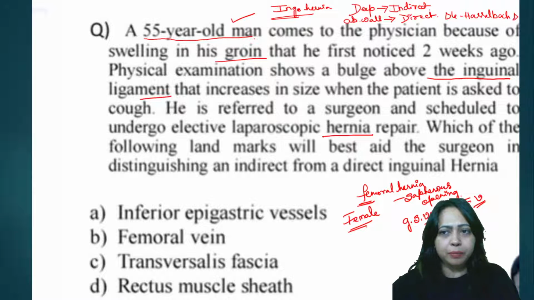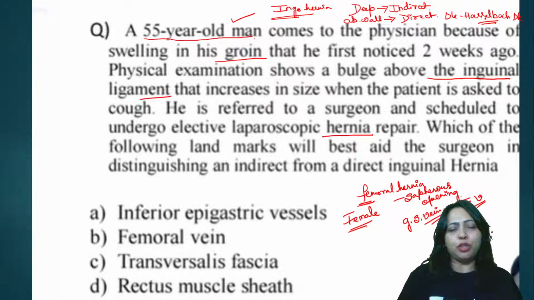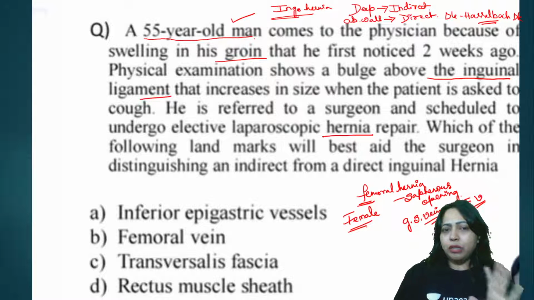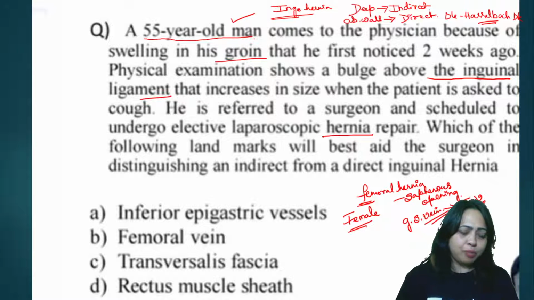Hesselbach's triangle. Okay, so this is the way anybody would normally teach. But do you know where the inguinal ring is? In which layer of the anterior abdominal wall is it? How many layers are there in the anterior abdominal wall? Have you got any idea about these?